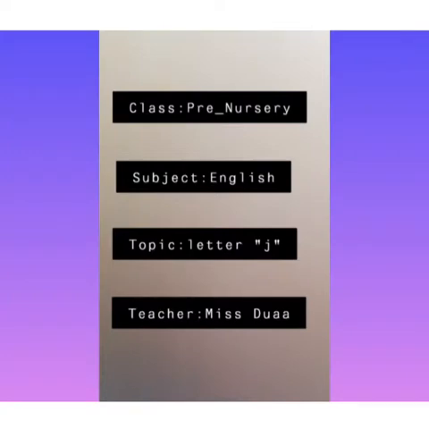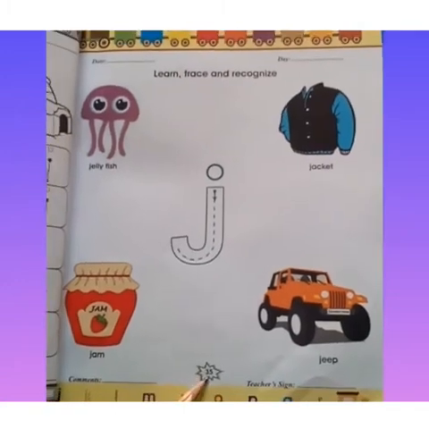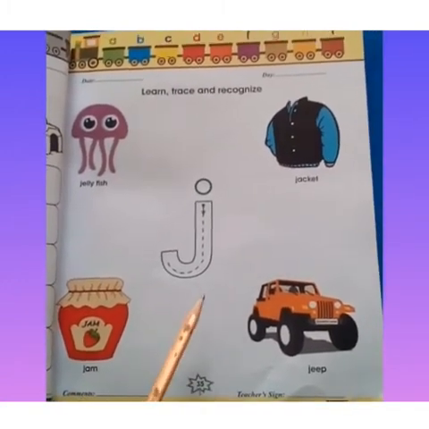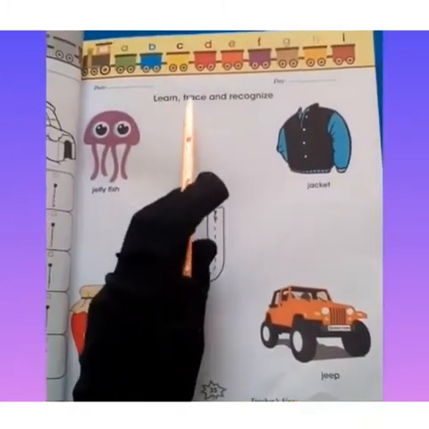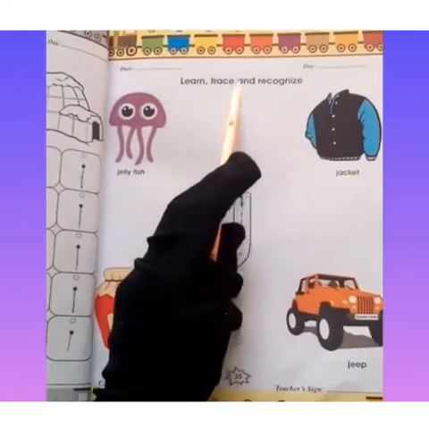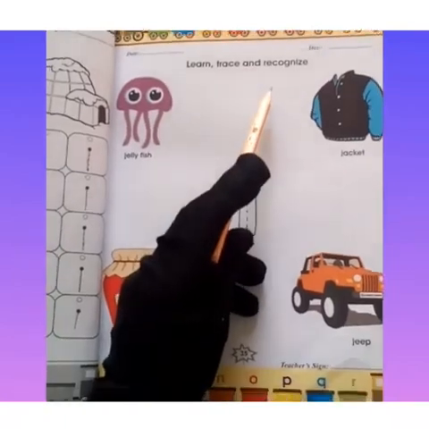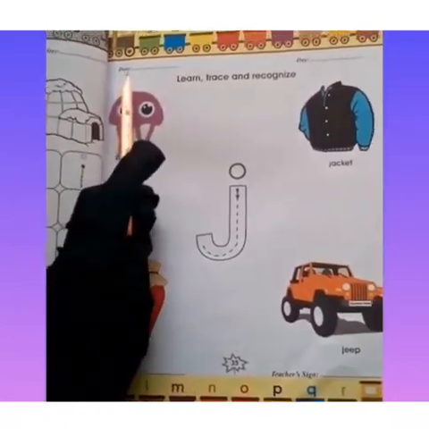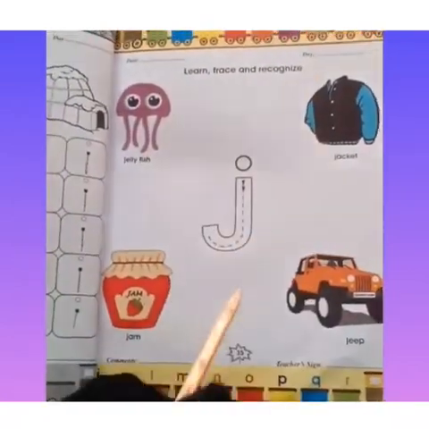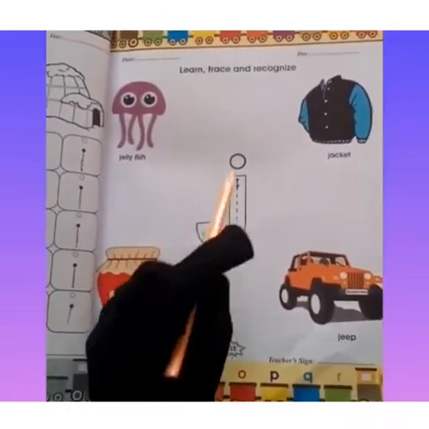Class pre-nursery, subject English, topic letter J, teacher Miss Dua. Page number 35. Learn, dress and recognize. Aaj hum seekhenge, dress karenge aur padhenge. Date mention and day. Introduction of small letter J.